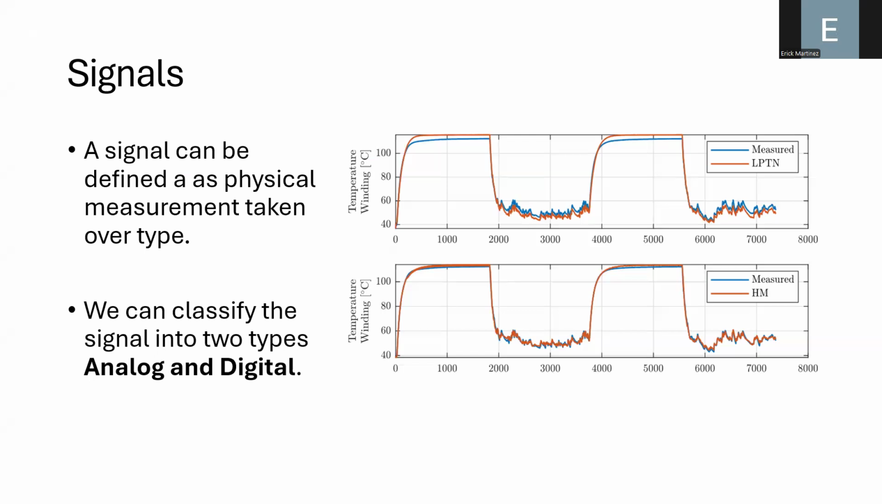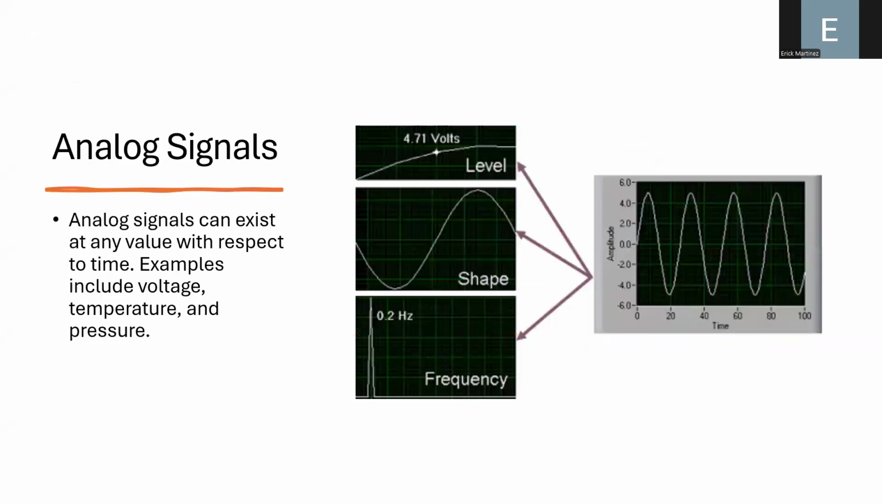So the signal is basically this measurement that we are taking from the sensor during a very long time. It can be 1 second, it can be 1 minute, but this is basically the signal, no? It's the measurement of the sensor across time that we are recording or monitoring. And we have two different types of signals. We have analog and digital signals. So what is an analog signal?